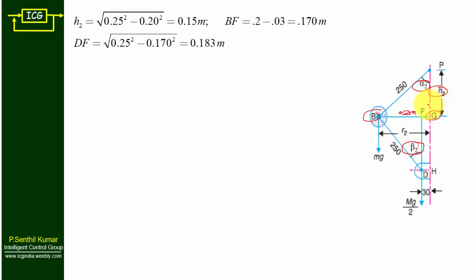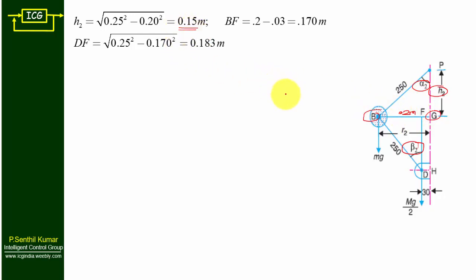We are going to find the maximum position, the maximum speed of the governor. For that, I need to draw one more free body diagram. This free body diagram is very similar to the previous free body diagram. The only thing is PG. Here PG equals 0.2 meter instead of 0.15 meter. Then the remaining parameters are the same. Instead of H1, here it is H2, similarly alpha 2 and beta 2. So first I'm going to find H2, using the same Pythagoras theorem. So square root of 0.25 squared, the hypotenuse value, minus the opposite side 0.20 squared. So you will get 0.15 meter.